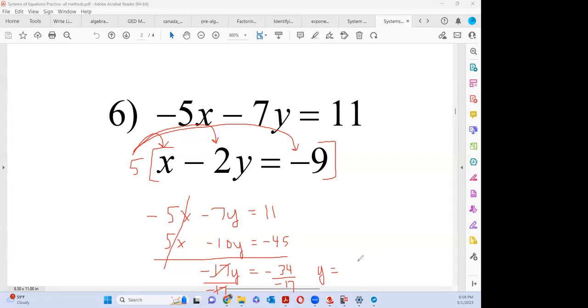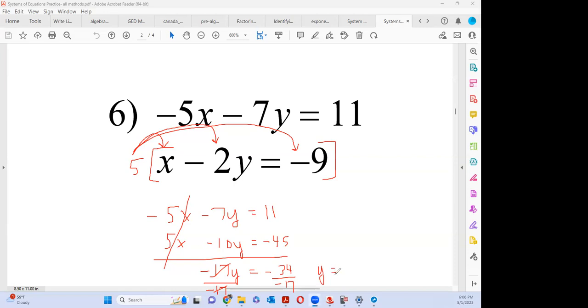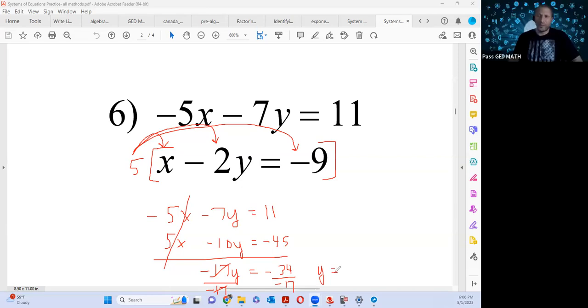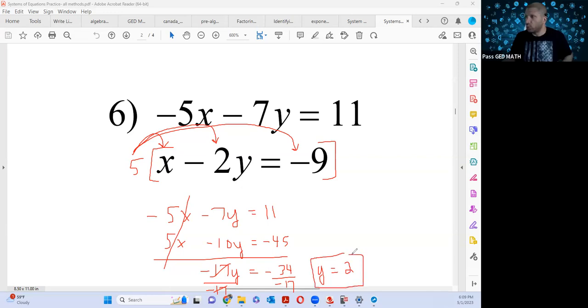It's going to be a positive something. Positive what? Not 17. 34 divided by 17. If you don't know, use your calculator. It's 2. So y is equal to 2.